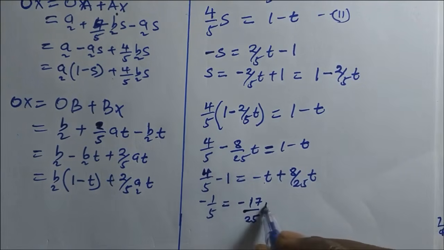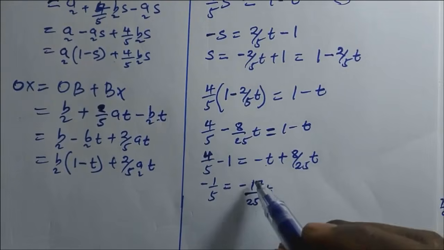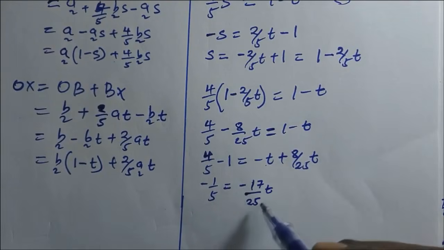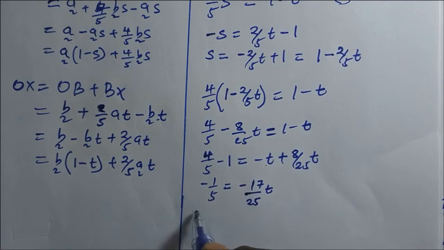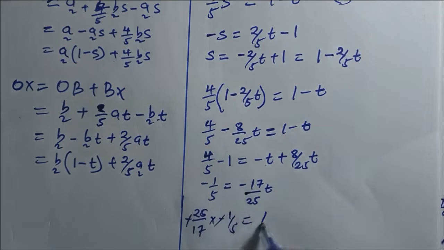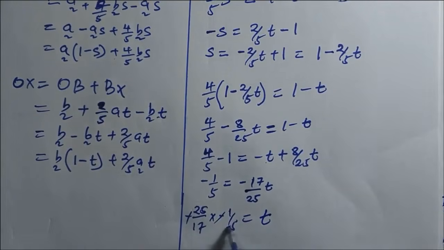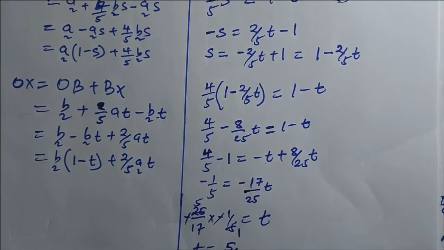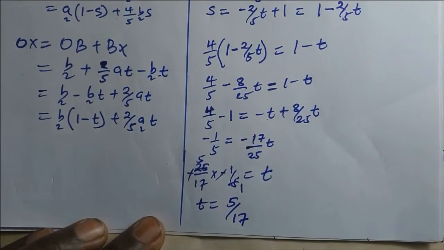And this is t. So to get t, we multiply both sides by the reciprocal of the coefficient of t. The reciprocal will be 25 over 17 times negative 1 over 5, and the negative will go, and this one will remain t. So 5 here once, here 5. So t is equal to 5 over 17. That is our t. Our t is 5 over 17.